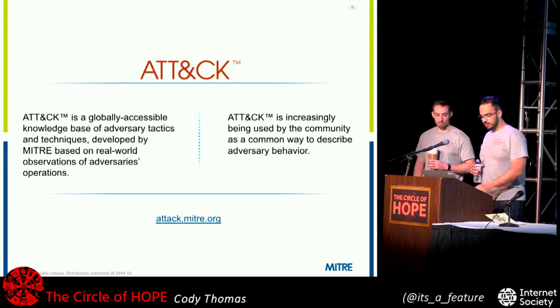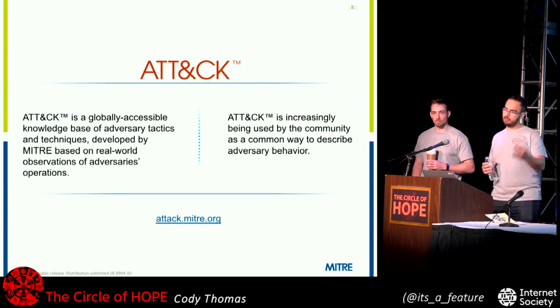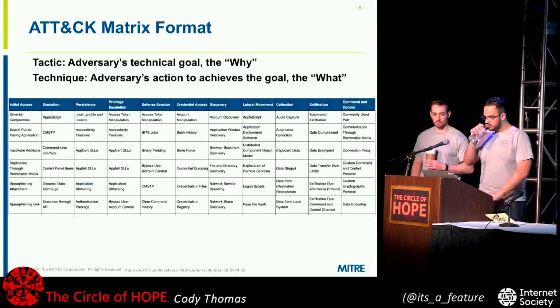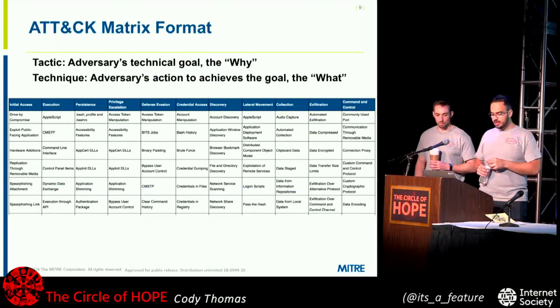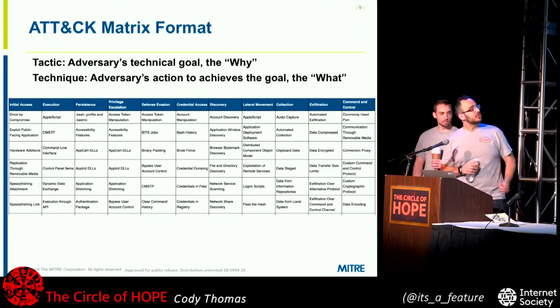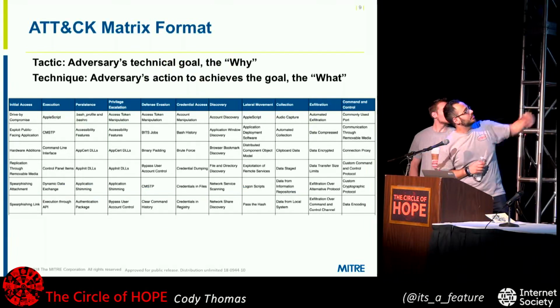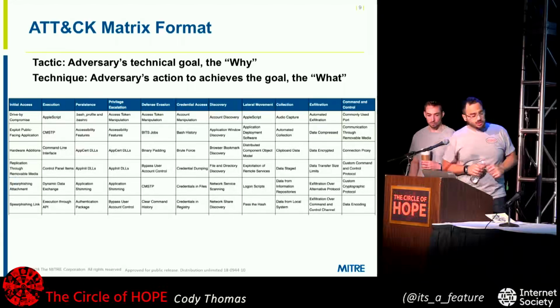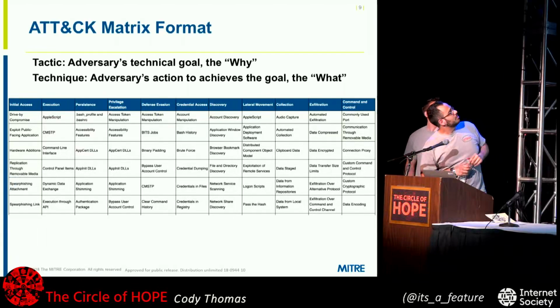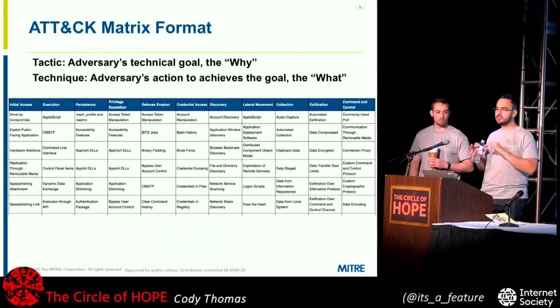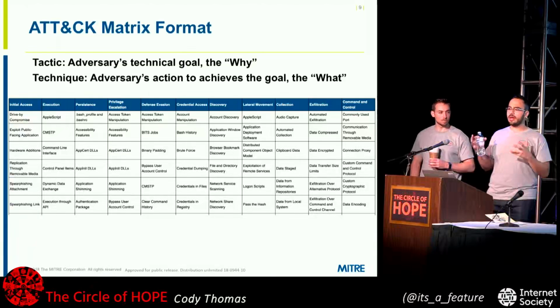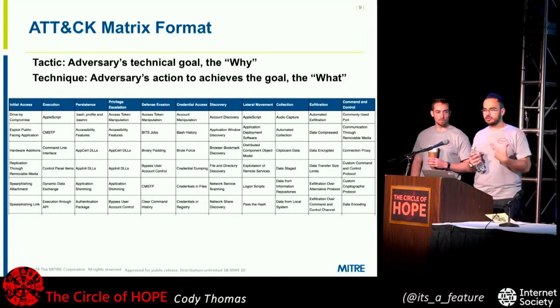Oh, and it is also available at attack.mitre.org, publicly released and everything. So once you actually go there, you're presented with this attack matrix over here. Across the top in the blue row, the first row, that is what a tactic is. That's basically the adversary's technical goal, or the why. So why is it they're doing what they're doing?